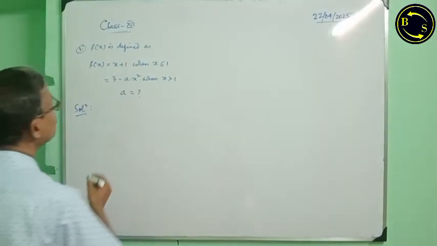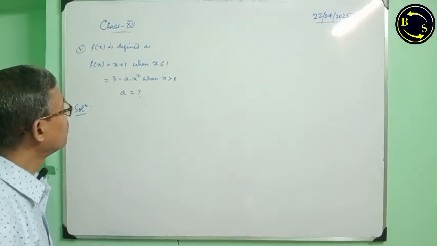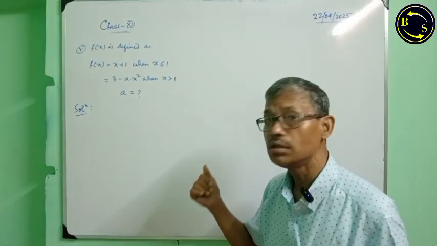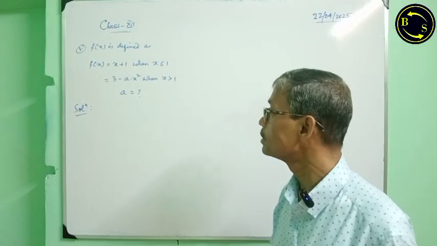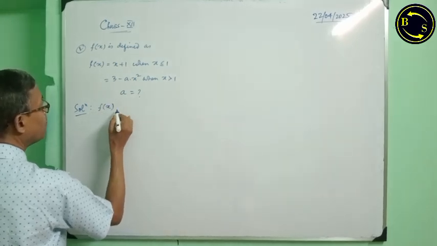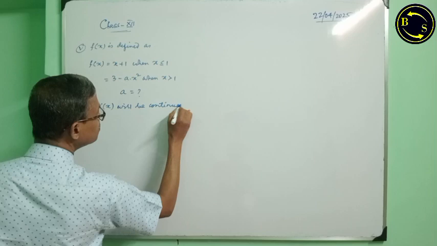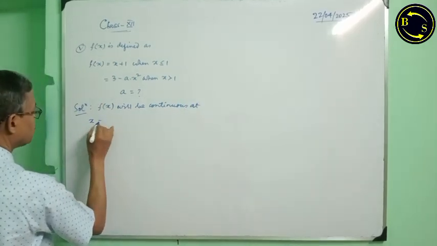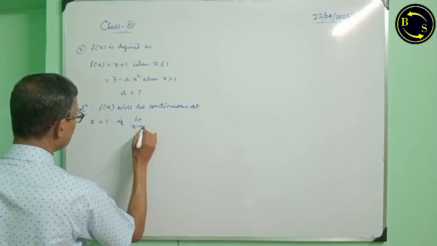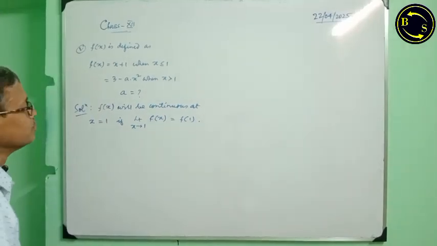For this sum, f(x) is equal to x plus 1 when x is less than or equal to 1 and its value is 3 minus a x square when x is greater than 1. If this function f(x) be continuous at x equal to 1, then what will be the value of a? This is the question. We first mention that condition. f(x) will be continuous at x equal to 1 if limit x tends to 1 f(x) be equal to f(1).